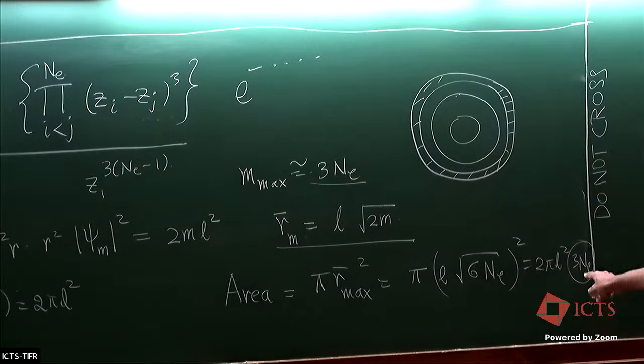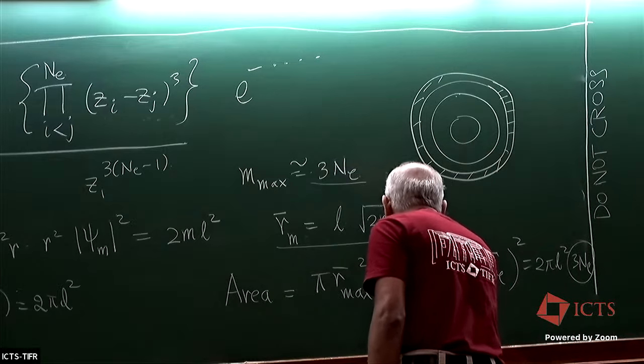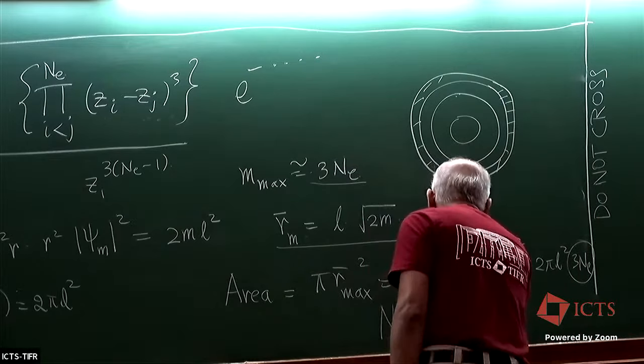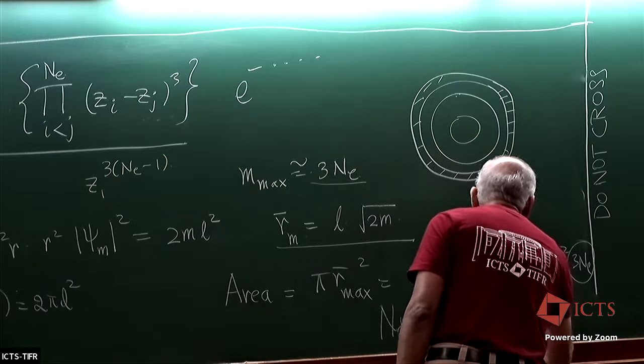So the area, in these units of 2 pi L squared, is 3 times the number of electrons. So the number of flux quanta is going to be equal to 3 N_e, and that is what tells you that mu is 1/3.